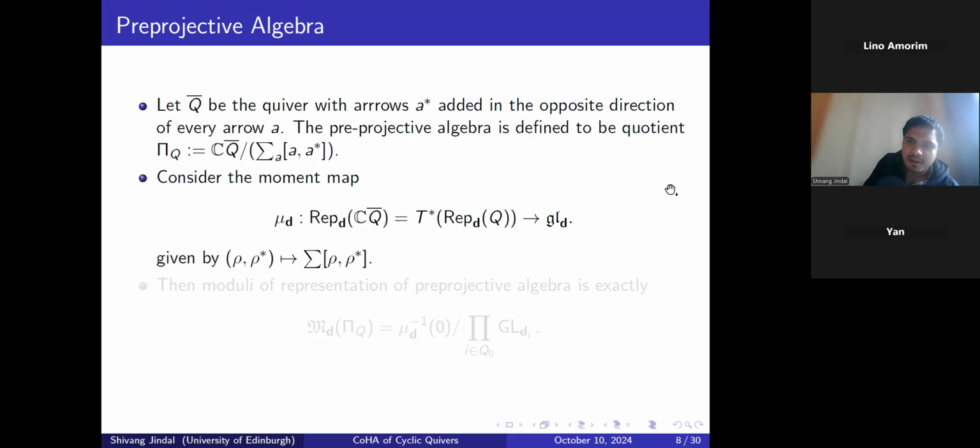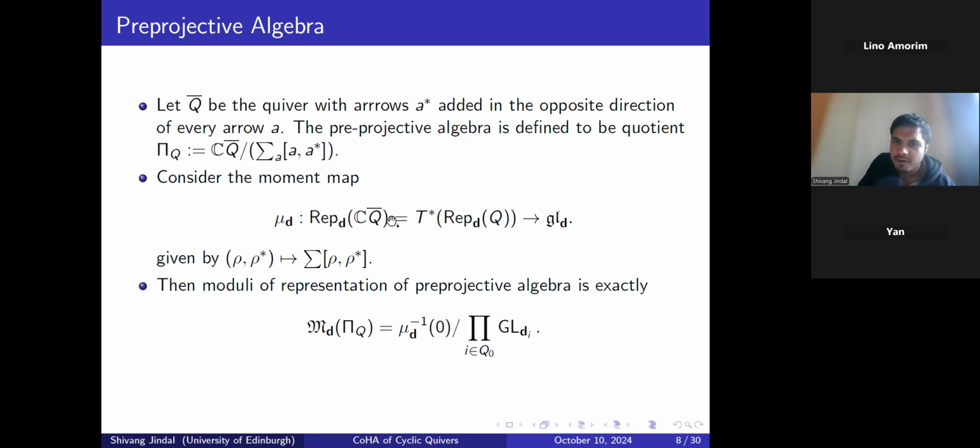What we can do is take the cotangent bundle of the representations. In the previous slide, I explained the representations of the path algebra, and I take the cotangent bundle. The cotangent bundle of an affine space would just mean adding an arrow in the opposite direction. That's why we add the arrow in the opposite direction, and we get Rep of the double quiver Q-bar, which is a cotangent bundle. In particular, it's symplectic, so you always have a moment map. The moduli of representations of the preprojective algebra is exactly the zero fiber of the moment map. So we have the moment map, we take the inverse image of 0, and then we again take the quotient by the gauge group.